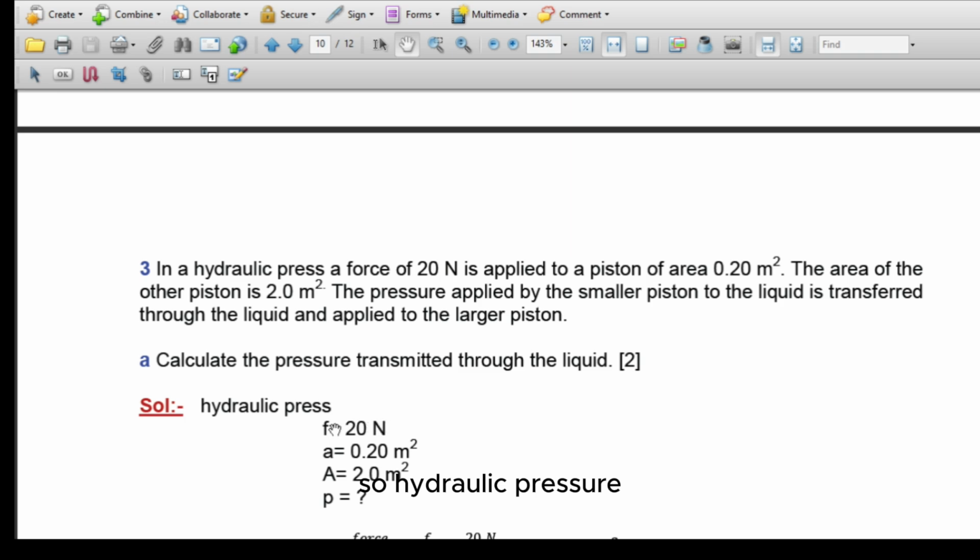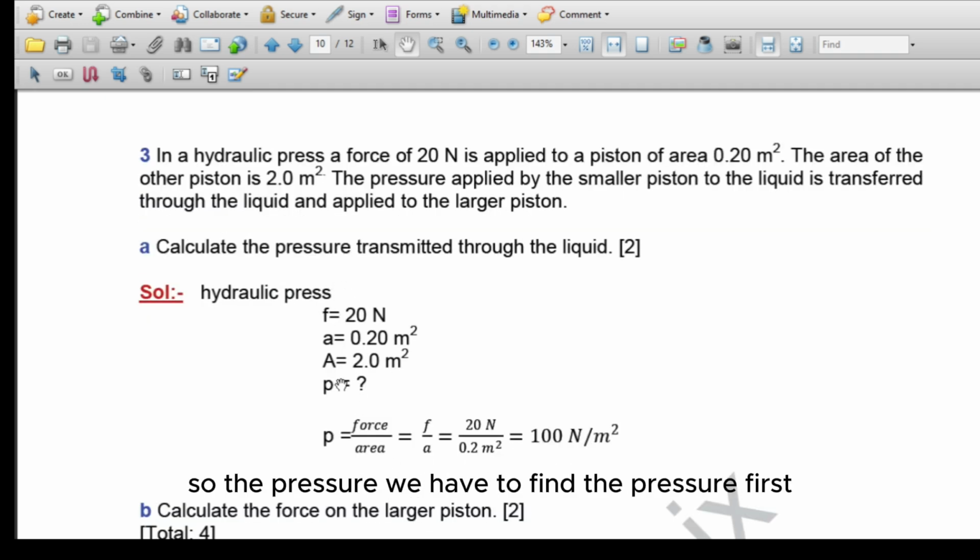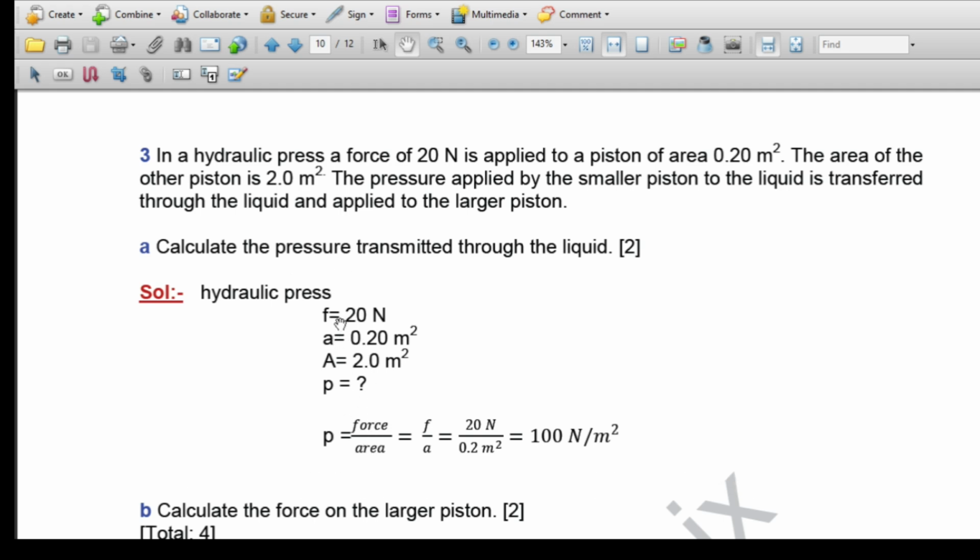In the hydraulic press, the force on the applied piston is 20 newtons and the area of that piston is 0.20 meter square. The area of the other piston is 2 meter square, and we have to find the force on that side. So we have to find the pressure first. The transmitted pressure is force per unit area. This force is applying on this area of 0.20 meter square, so we divide this force by this area, and we have 100 Newton per meter square.